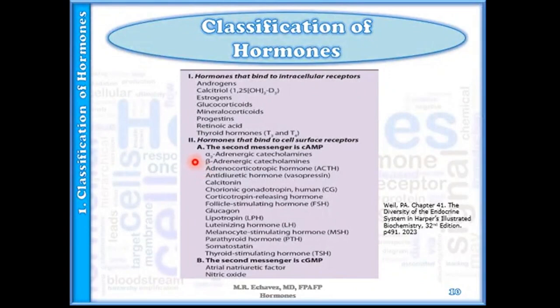cell surface receptors. Here you would see an example of those that generate cyclic AMP as second messengers. Take a look at these different hormones that use it. It's important because I might ask questions regarding this. You also have those that generate cyclic GMP, such as your natriuretic factor and your nitric oxide.